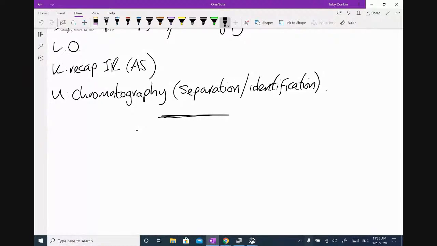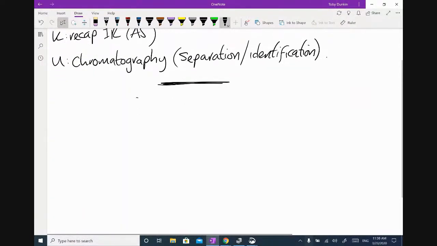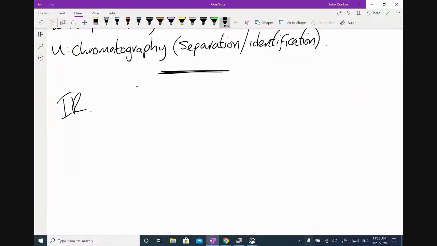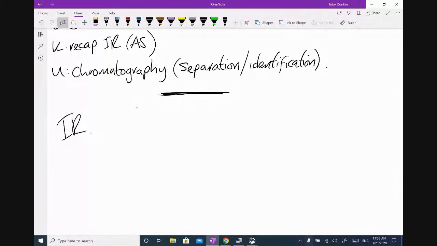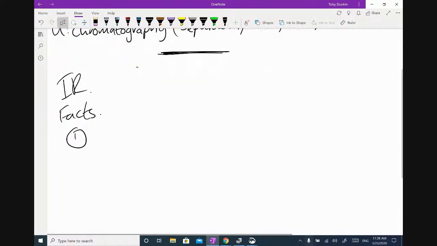Okay, so first of all, what I quickly want to do is infrared, IR. So the key things that you guys need to know with this, let's just do some bullet point facts. Okay, so fact number one is what it's used for. And this is used, I'll do the notes.